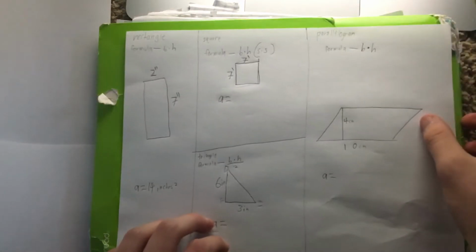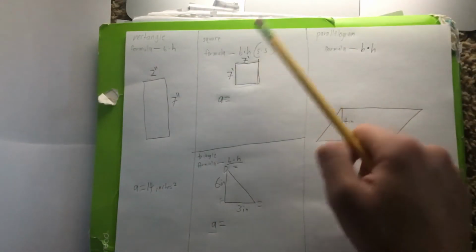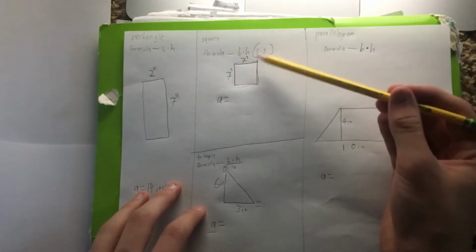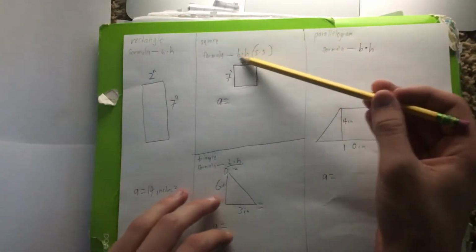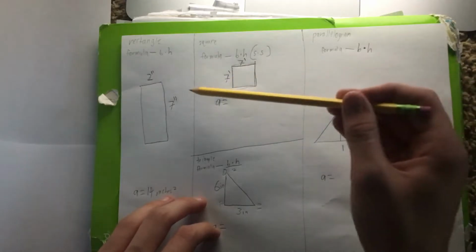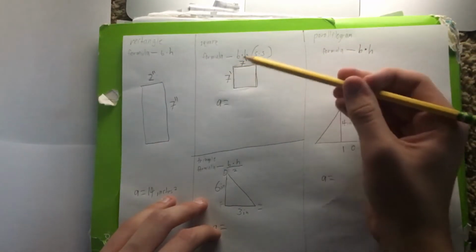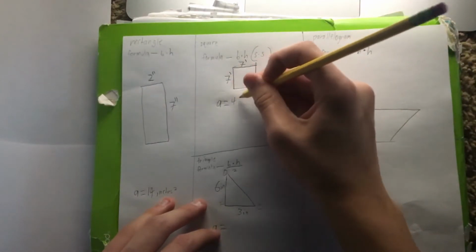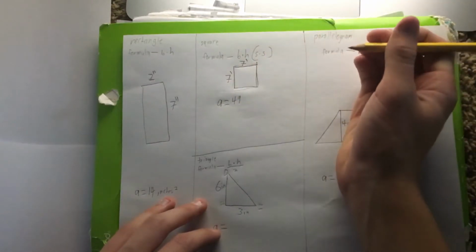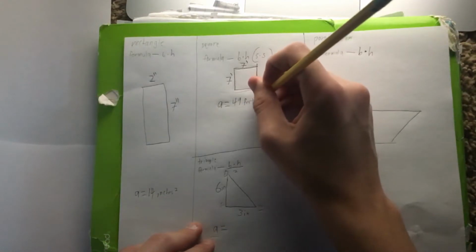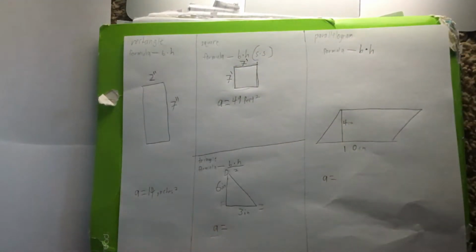So when we take a look at the square, it's the same formula, except with a square, every side will be the same. So we can also do side times side, but we'll just do base times height. It's the same for all three of these. So for this one, we have 7 and 7, so we have 49. But once again, we're not done, so we also have to put feet squared, because this hash mark means feet.